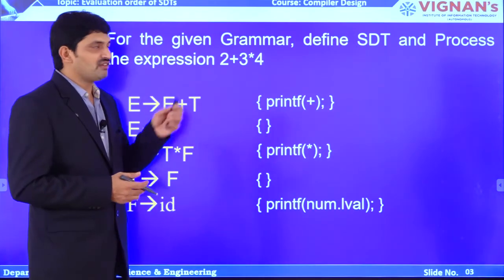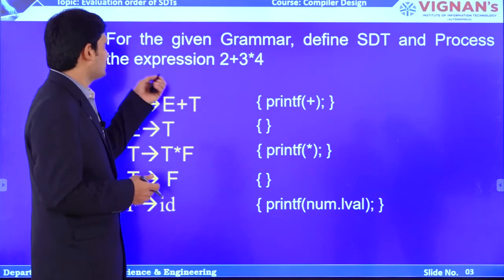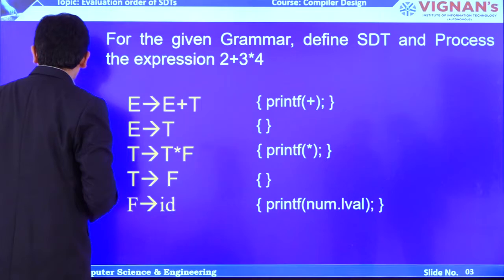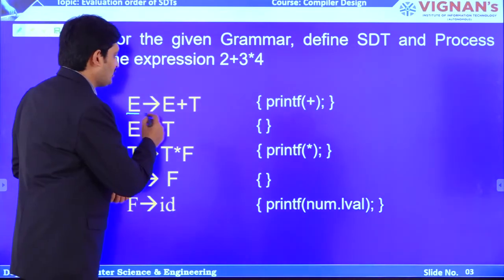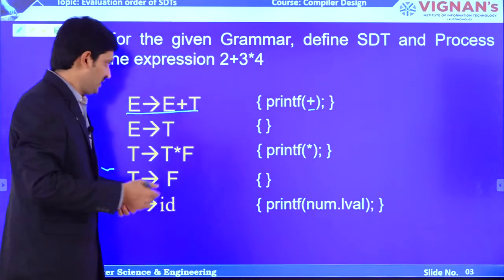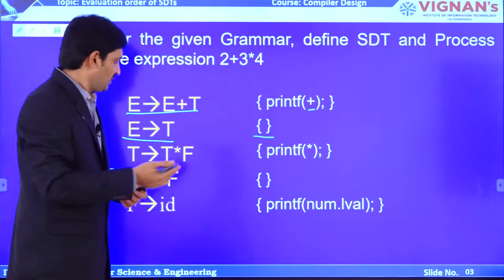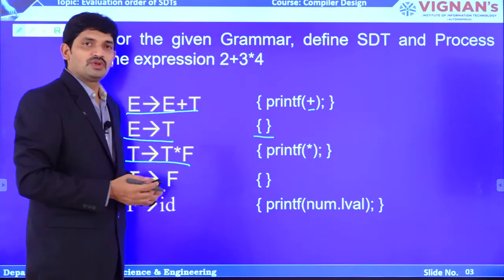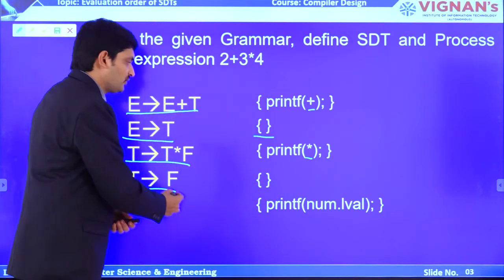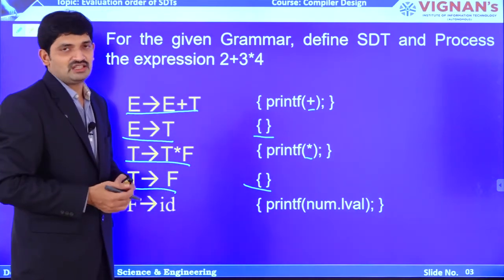For this given grammar, we have to define the SDT and process the expression 2 plus 3 into 4. The SDT is as follows: if E tends to E plus T, we print the plus symbol. If E tends to T, no action is performed. For T tends to T star F, we print the star symbol. When T tends to F, there is nothing to print, that means no action is performed.